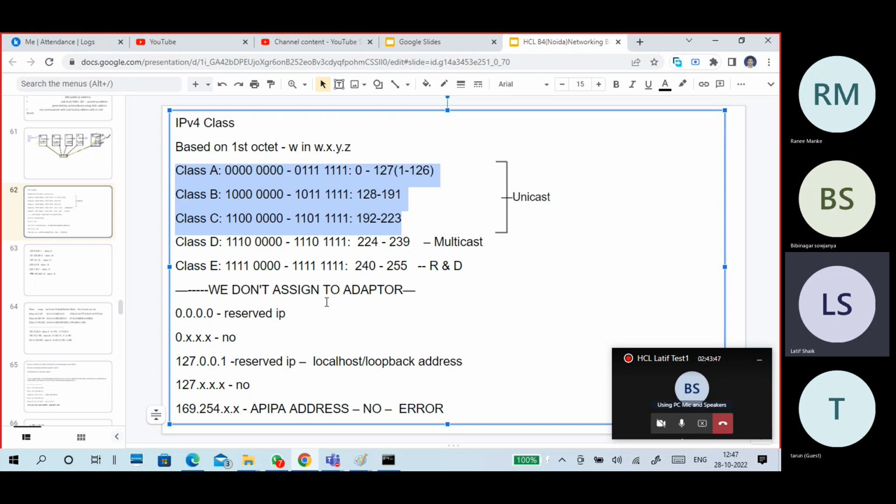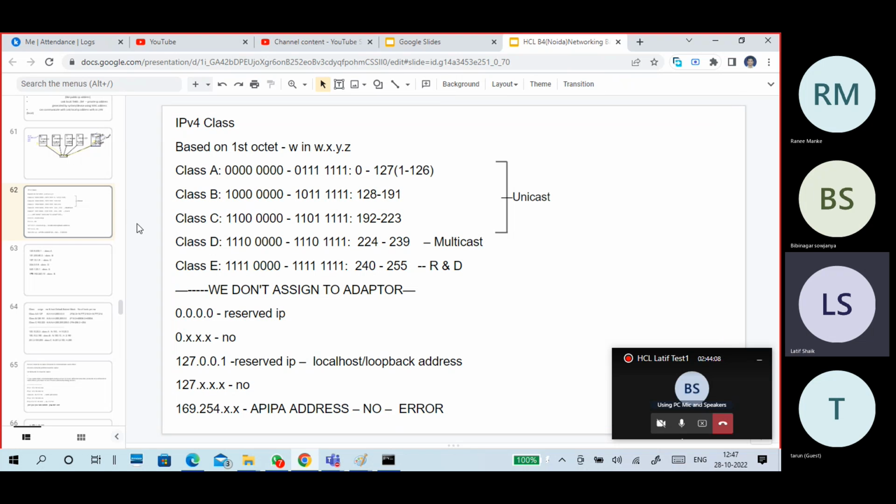Adapter is unicast only. But after that, the 0 series, 127 series, and 169.254 series, we are not assigning to any adapter. This is exceptional. But remember, the 0 series and 127 series we are not assigning to any adapter. So we use 1 to 126, 128 to 191, 192 to 223.